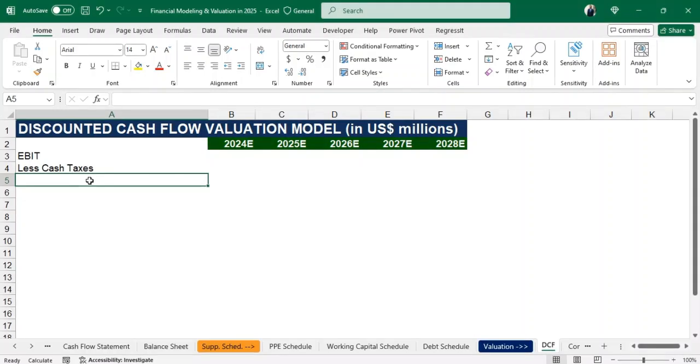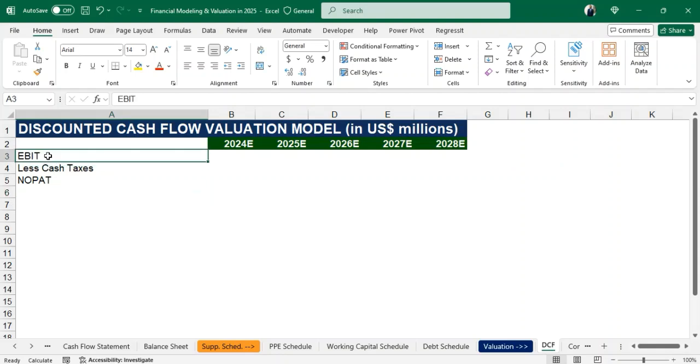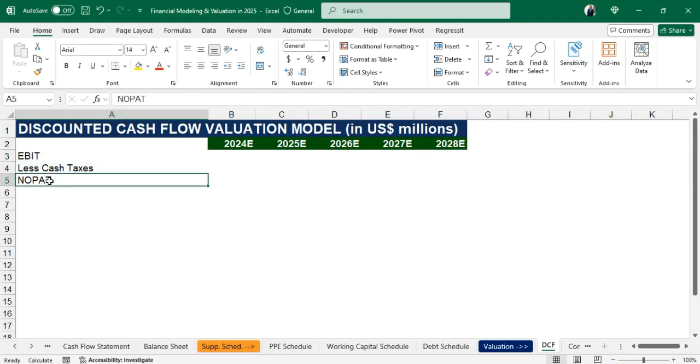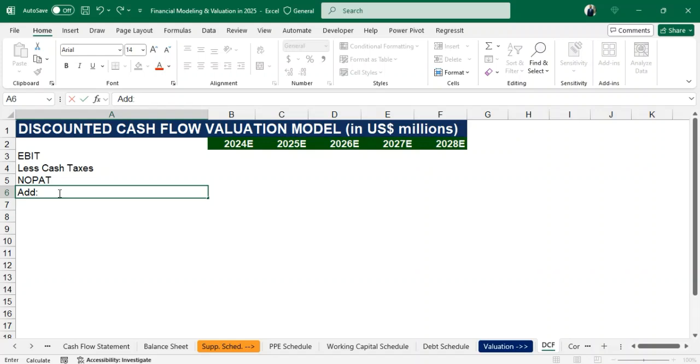So when we take our EBIT and less our cash taxes, we will get what we call NOPAT. NOPAT is our net operating profit after tax. Now remember, this EBIT is also called operating profit, right? So when you deduct your cash taxes from your operating profit, then you will get what we call the net operating profit after tax. All right, then after that, we are going to add some non-cash items, and these non-cash items are all operating activities.